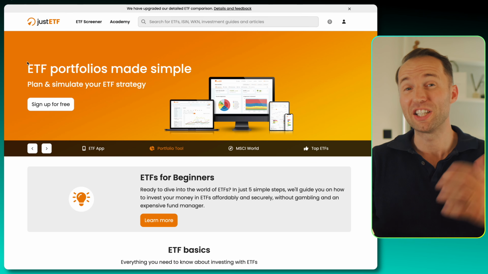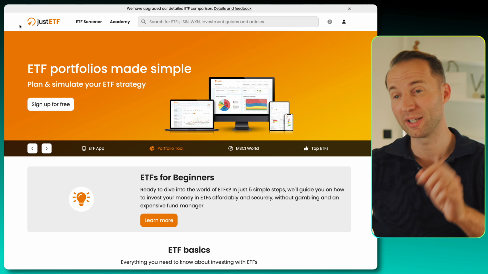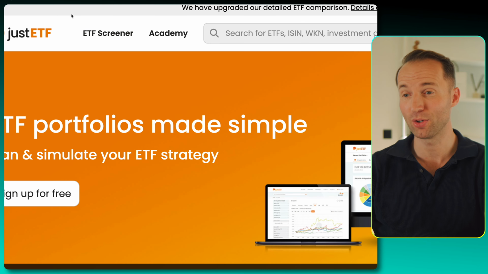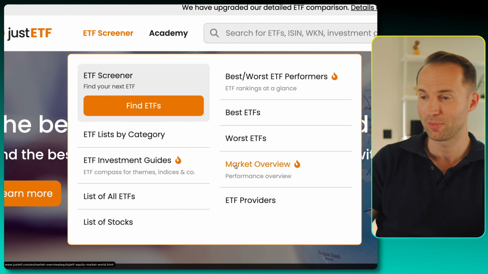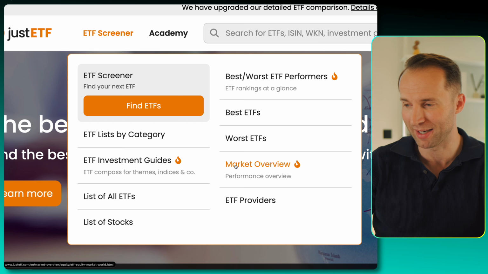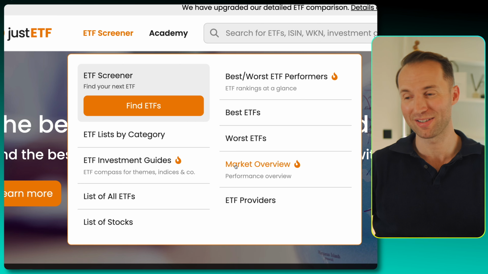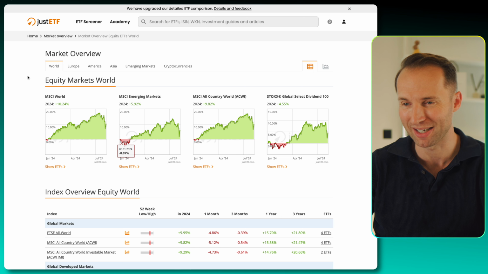Now, for researching ETFs specifically, I really recommend this tool. You can just go over here to the ETF Screener, and we have a number of presets and filters that we can choose from. But let's start off with the market overview to get a glimpse of what's happening across the different ETF markets globally.